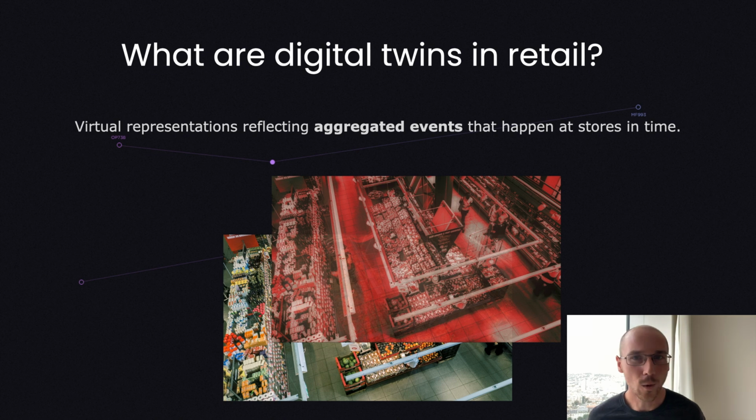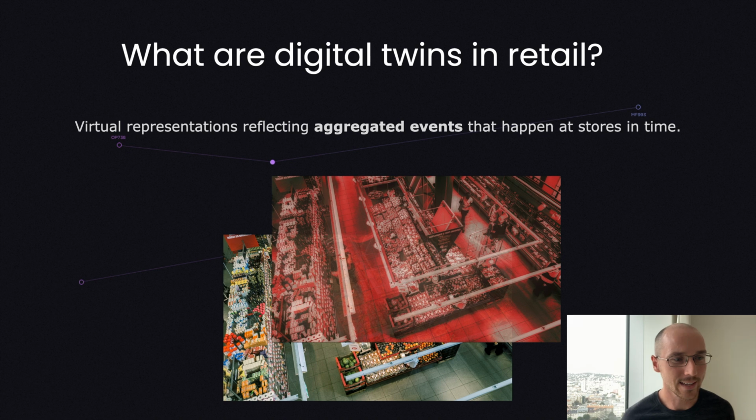So when we talk about digital twins in retail stores, what we understand is some kind of a virtual representation of these events that happen at the stores in time. And specifically, we are not talking about the individual events. We look at them in a more aggregated sense. We look at patterns instead of individual data points, and we look at aggregated statistics and aggregated data.